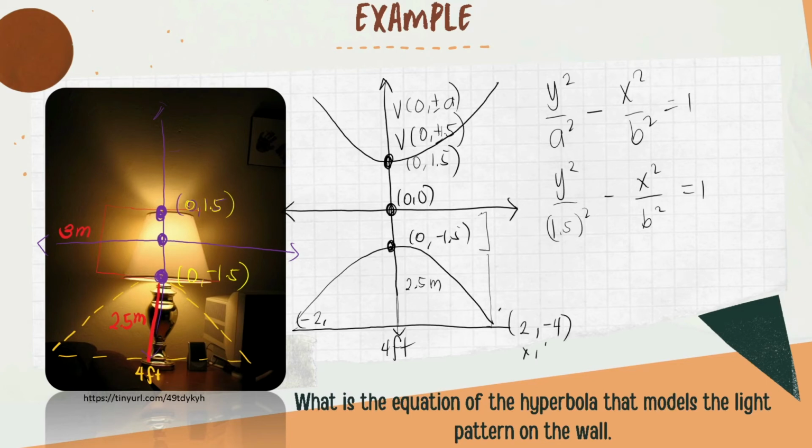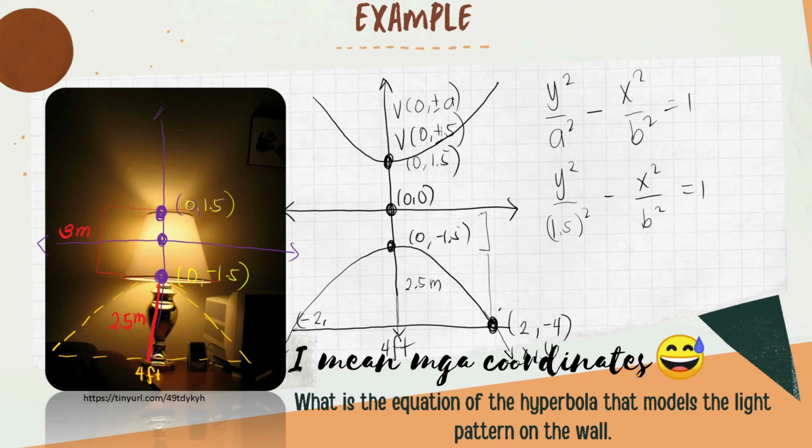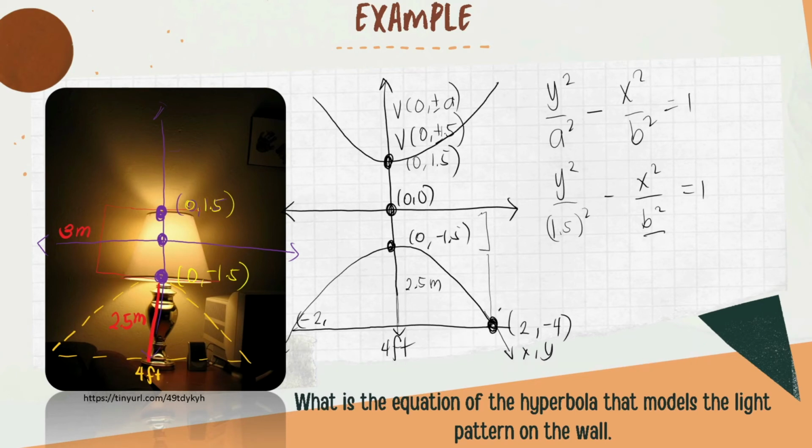So, this is x and y. It is a point on the hyperbola, a point passing through the hyperbola. We can use this point, 2 and negative 4, to substitute so we can get b. So, y squared, that is negative 4 squared over 1.5 squared minus x squared, which is 2, 2 squared over b squared is equal to 1.